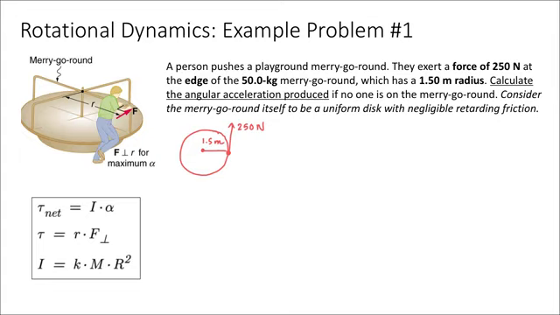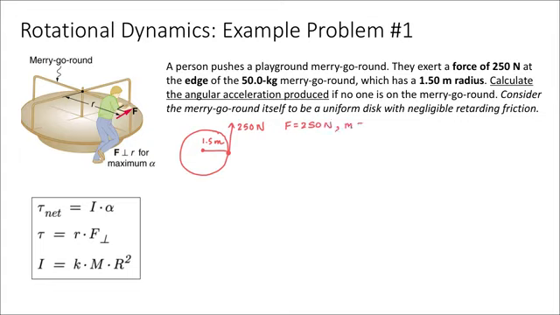So I see here that the person is producing a torque on the merry-go-round. They are applying a force some distance away from the center of rotation, and I'll get into that in a second, but that's my sketch for right now. So I'm going to go ahead and just say that my force here is 250 newtons. Not my torque yet, I have to calculate that.